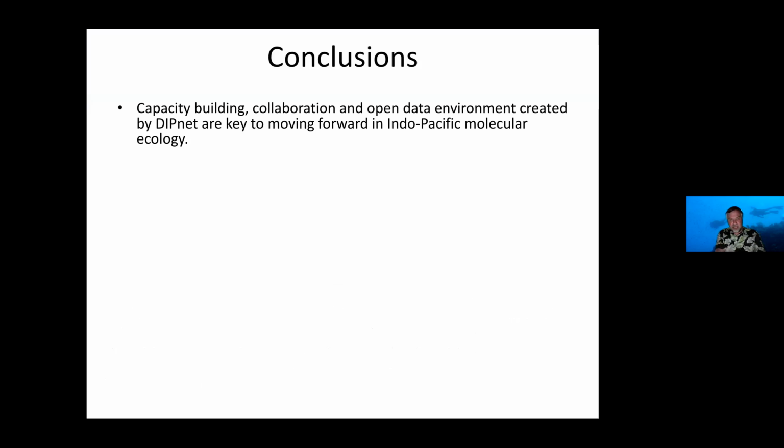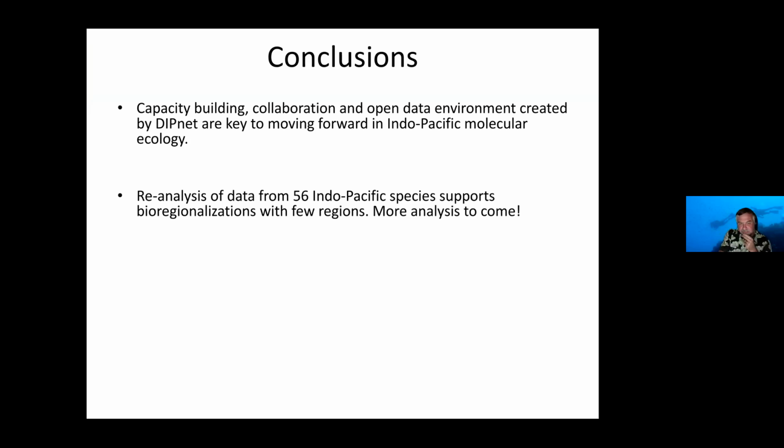In conclusion, I think that science in the Indo-Pacific is only going to move forward when we can build capacity in developing Indo-Pacific countries to do the science themselves and to study their own biodiversity. And we need to do that through collaboration and the open data environment that's created by DIPNet. Our reanalysis with 56 Indo-Pacific species supports bioregionalizations with few regions, and we have more analysis about genetic diversity to come.